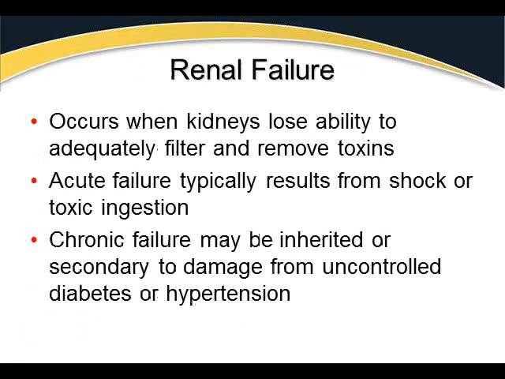So renal failure occurs when the kidneys lose their ability to adequately filter and remove toxins. These can be acute from like shock or toxic ingestion, or they can be chronic renal failure. They can be inherited. They can be secondary damage from uncontrolled diabetes or hypertension, those being the 2 major causes of chronic renal failure. Some people with acute renal failure will have a small period of time in which they may be dependent on dialysis to help filter their blood, but in many cases bounce out of it fairly well.